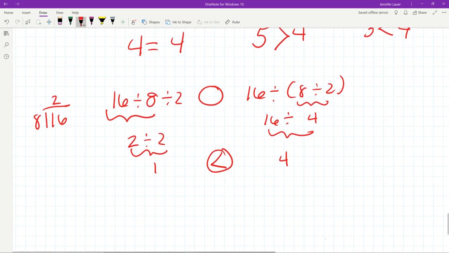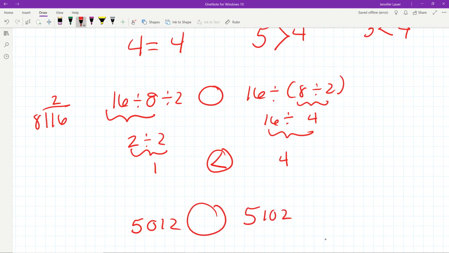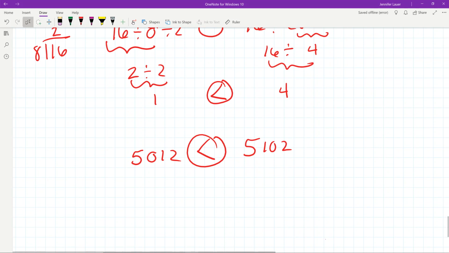So what if I were just asking you to compare 5,012 with 5,102. So I always like to think of it in terms of money. Would I rather have $5,012 or $5,102? And I would rather have the 5,102. It is greater. So let's try a couple more.